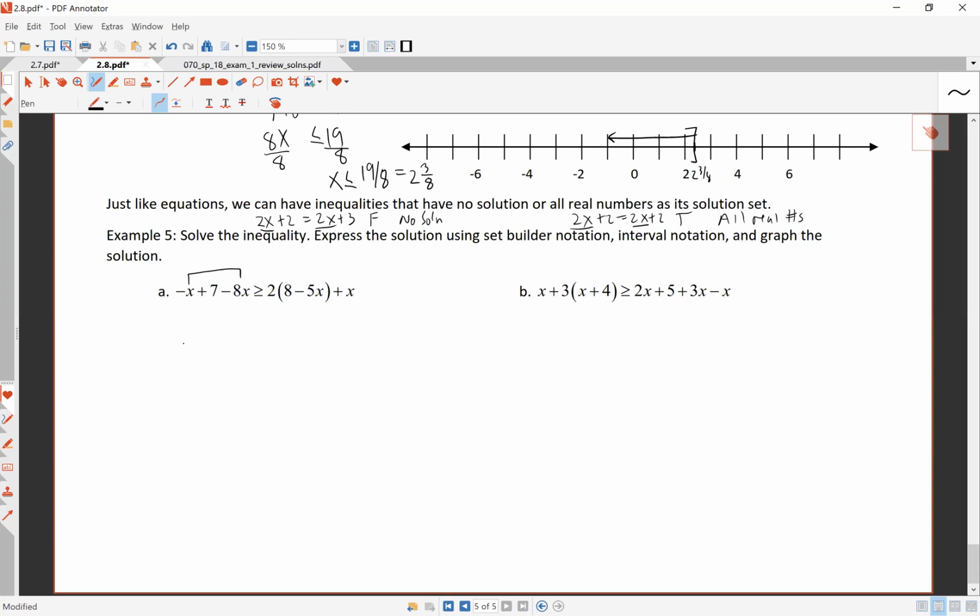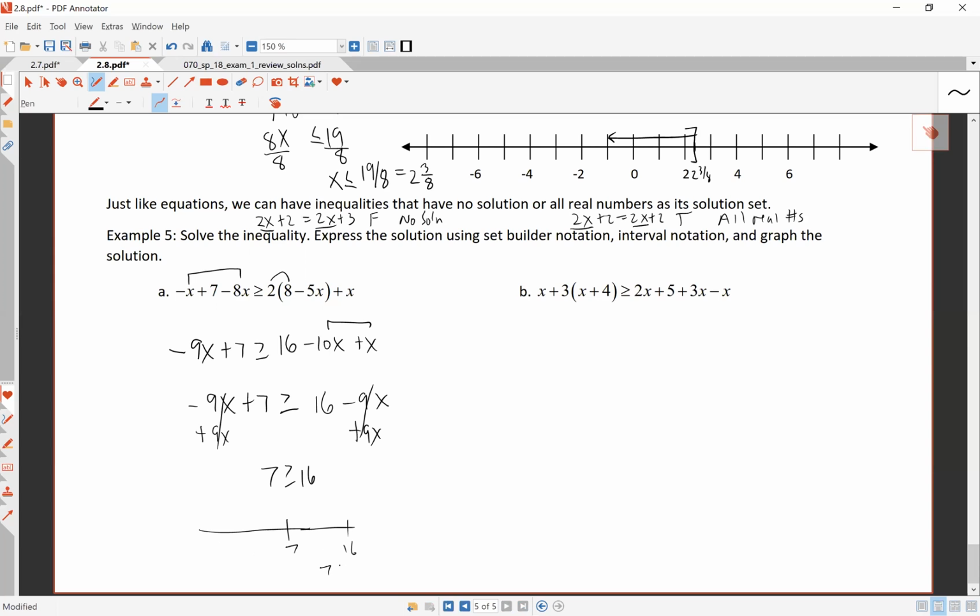In letter A, left-hand side is -9x plus 7. The right side is 16 minus 10x plus x. The right side of this, -10x plus x, is -9x. And when we add 9x to both sides, we get 7 is greater than or equal to 16. 7 is actually less than 16, so that's a false statement. This gives us no solution.